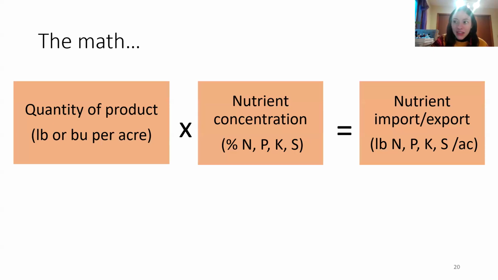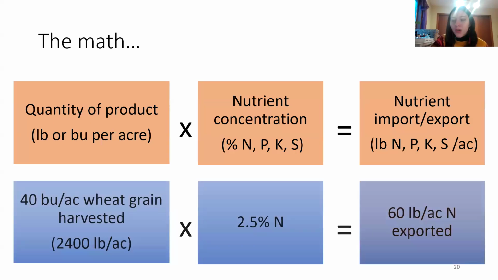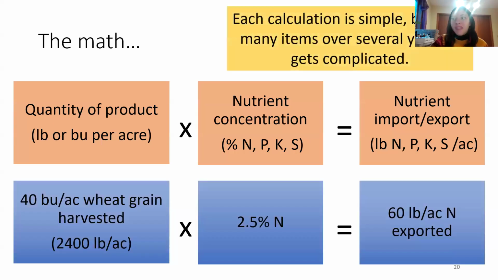So the math behind this is we're just taking the quantity of product and multiplying it by that nutrient coefficient to get the nutrient export. So if I had 40 bushels of wheat harvested at 2.5% nitrogen, I know I have 60 pounds per acre of nitrogen exported. Each calculation is really simple. It's when we add several in a row over several years that we start to get complicated. This is where that Excel sheet started to become really cumbersome.